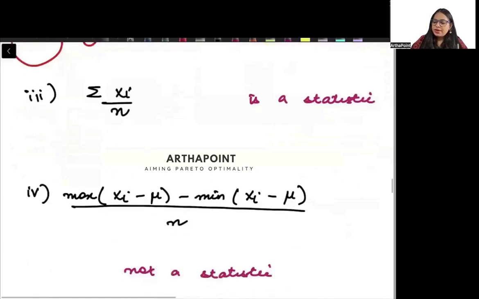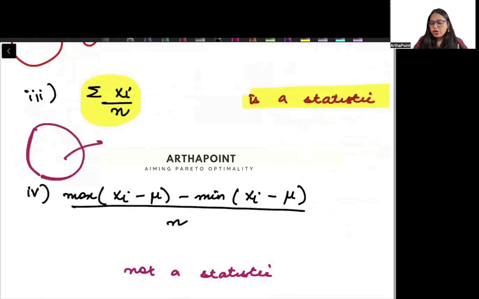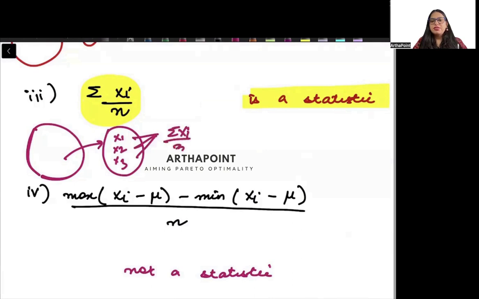Look in the third part, beta. It says summation xi by n. Again, it is not using anything from the population. So it is a statistic. Again, think of the same example. आपके पास एक पूरा population है. From the population, you have found out 3 observation. आपने उन 3 observation को add किया और divide by 3 कर दिया, तो it is a statistic. It is not a parameter, right?